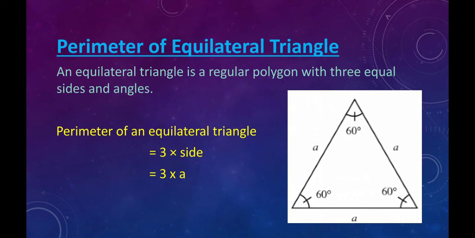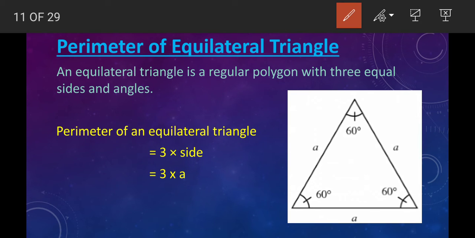So how to find the perimeter of this one? Perimeter of an equilateral triangle equals 3 multiplied by side, that is, number of sides multiplied by the length of one side. Here the length is A, so you can write this as 3 into A also.